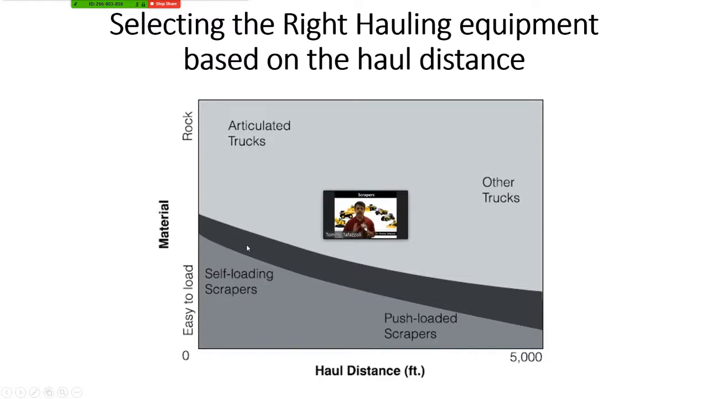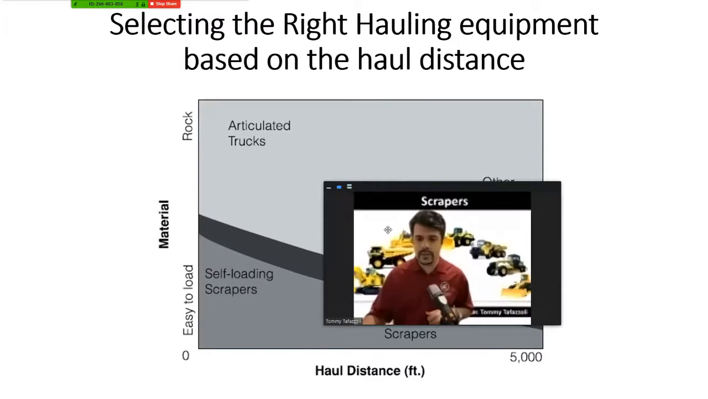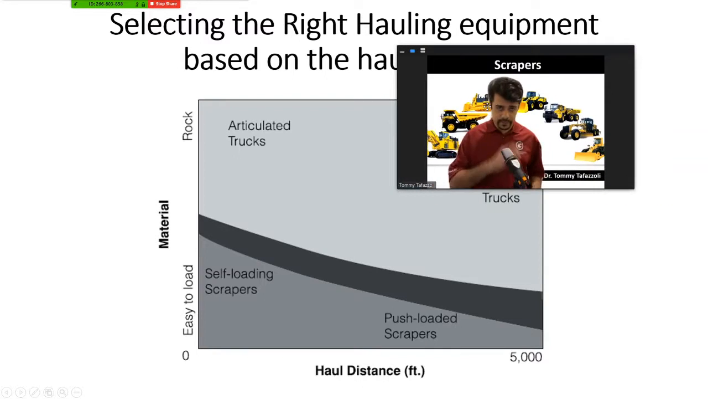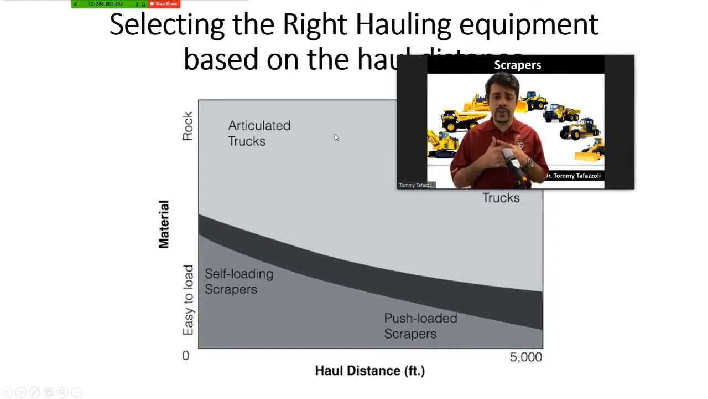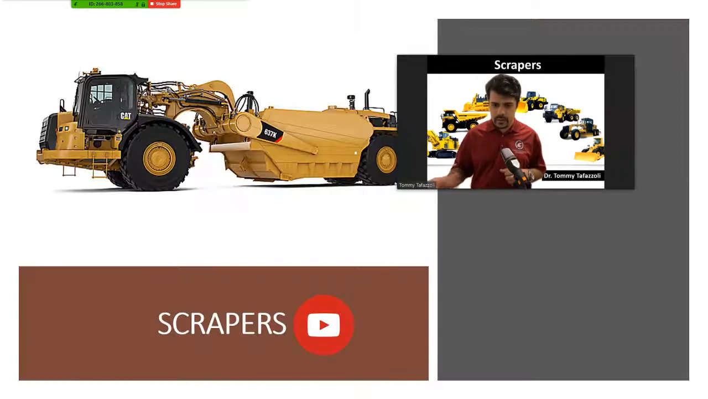So to wrap it up, scrapers are good for soft materials and low haul distances. If it is a low haul distance, you would go with a self-loading scraper, but for longer haul distances, in case you're using a scraper, you would use push-loaded scrapers. In terms of the type of material, for soft materials, scrapers are good. For rock and harder materials, you would go with an articulated truck or other types of trucks.